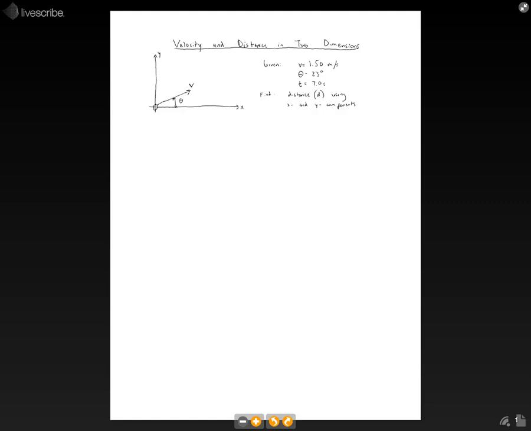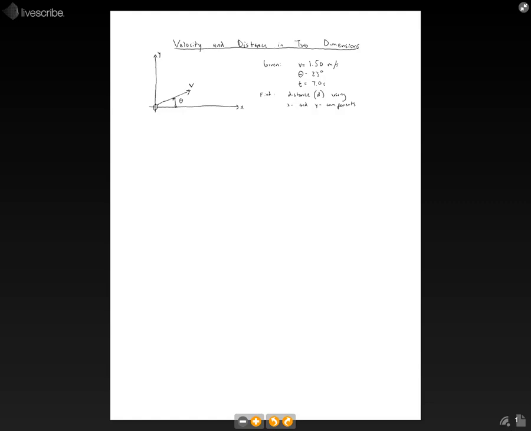Velocity and distance in two dimensions. Here we are given a problem about a ball that travels at a velocity of 1.5 meters per second at an angle 23 degrees above the x-axis. As you can see, I've already drawn out a picture of this and also listed some given information. We also know that the total time that the ball travels is 7 seconds.